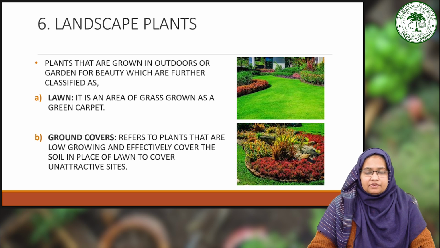The next type of application of plants is landscape plants. These are plants grown outdoors or in gardens for beauty, which are further classified as lawn and ground cover. Lawn is an area of grass grown as a green carpet, as we can see in the first image, showing a lawn area made up of green grass, also known as dhoop grass.